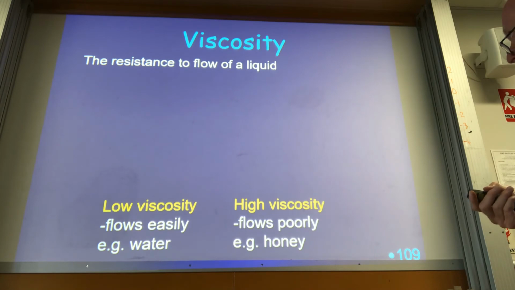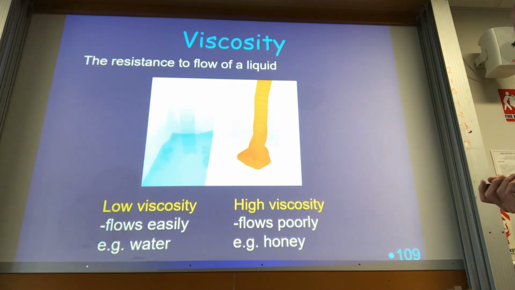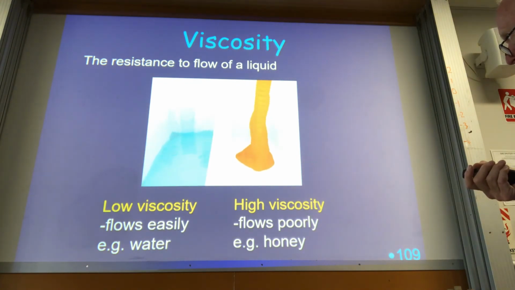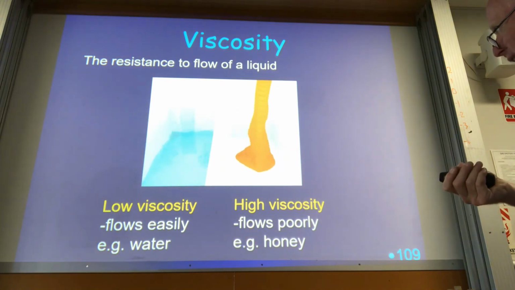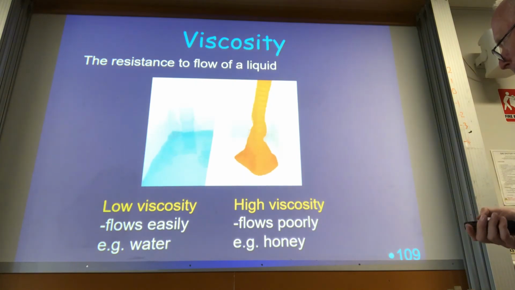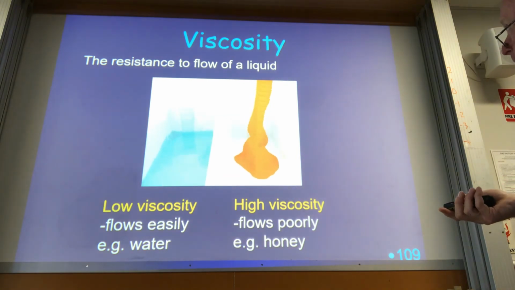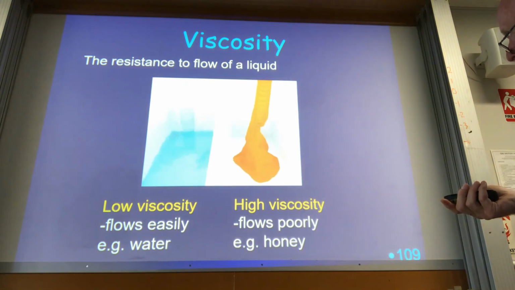Viscosity, the resistance to flow of a liquid. The classic high viscosity liquid is honey. You pour honey, it flows very slowly. Compare that to a liquid with low viscosity like water. Water is probably not the best example actually. Think of petrol, although we don't tip petrol around as much. But comparatively, water has a much lower viscosity than honey because honey flows much more slowly. Honey has a much higher resistance to flow.